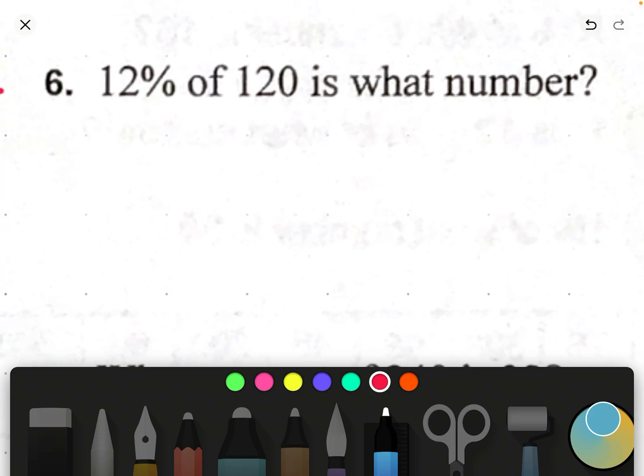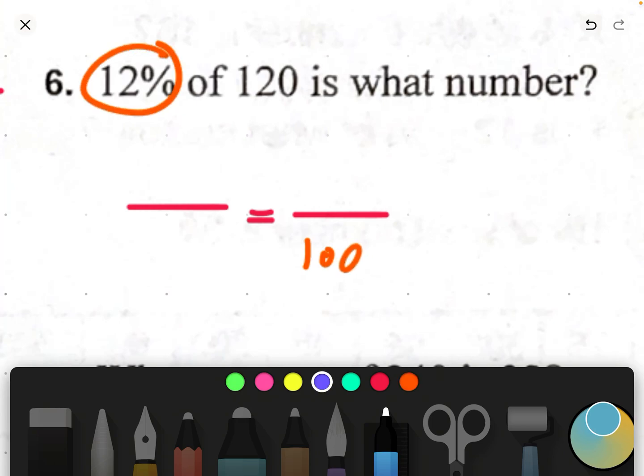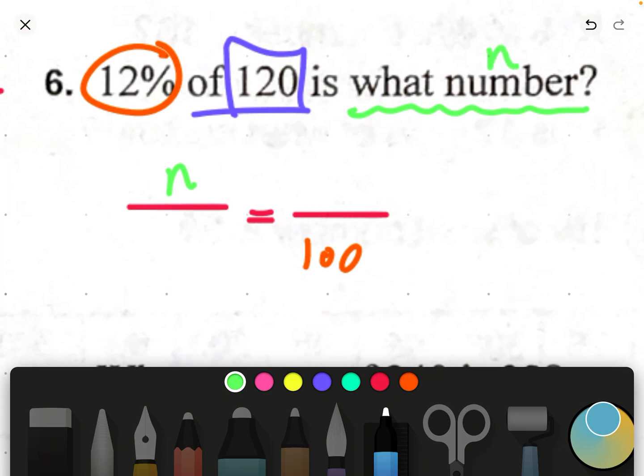Okay, number 6. 12% of 120 is what number? All right. So, again, got my percentage. Of 120. Sure, right there. Is what number? I don't know my part. Right? Anytime it says what number or what is or what variable or find the value, that's your unknown. Just set a letter. I like to use n, but you can really use any letter. And then just solve for that letter.